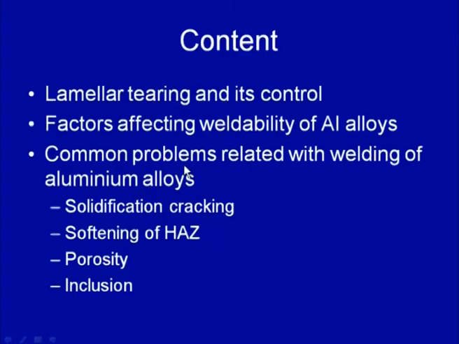Thereafter, we will see the weldability of the aluminum alloys and the important factors that affect the weldability of aluminum alloys. These are related to the properties of the material, the welding procedure and the conditions under which welding is to be performed, like the factors affecting the weldability of any metal system, and then the common problems which are encountered during the welding of aluminum and that dictate significantly its ease of welding, like solidification cracking, softening of the heat affected zone, porosity, inclusions, and partial melting zone related problems. So, we will be starting with lamellar tearing.